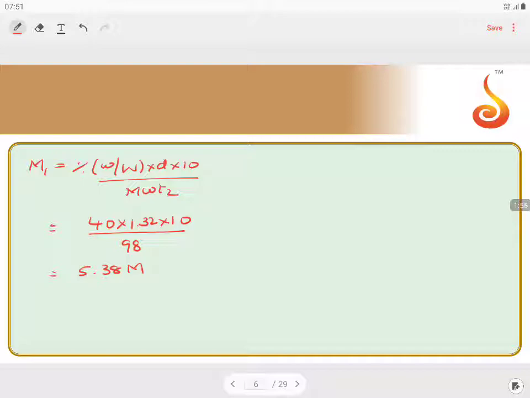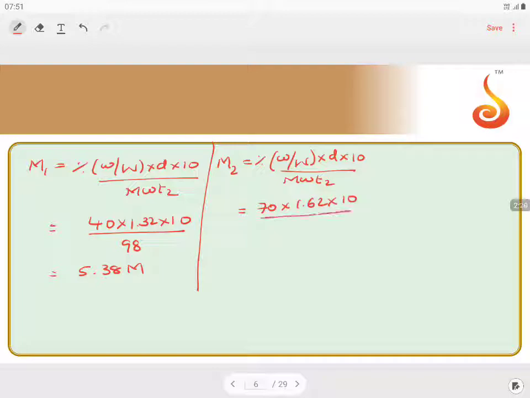In the same way, can we find M2? M2 is equal to percentage weight by weight into density into 10 by molecular weight of solute. The data in this case is 70% H2SO4 of density 1.62, so 70 into 1.62 into 10 by molecular weight 98, which is equal to 11.57 molar.